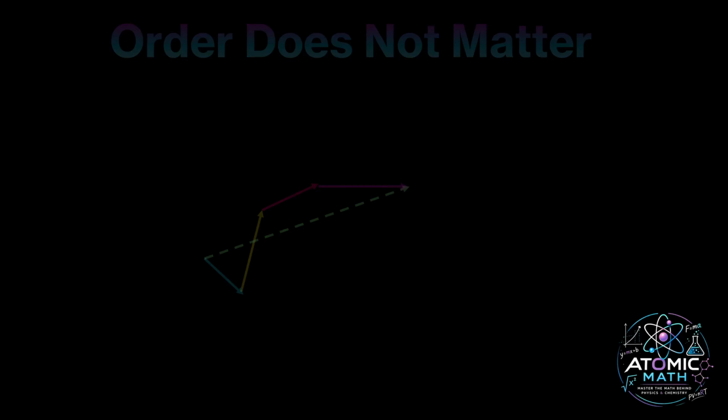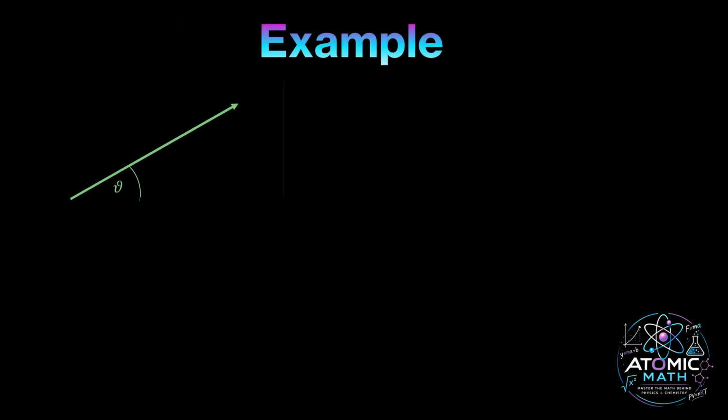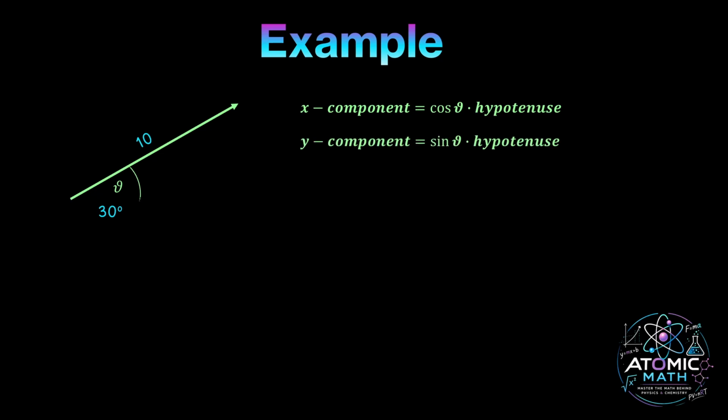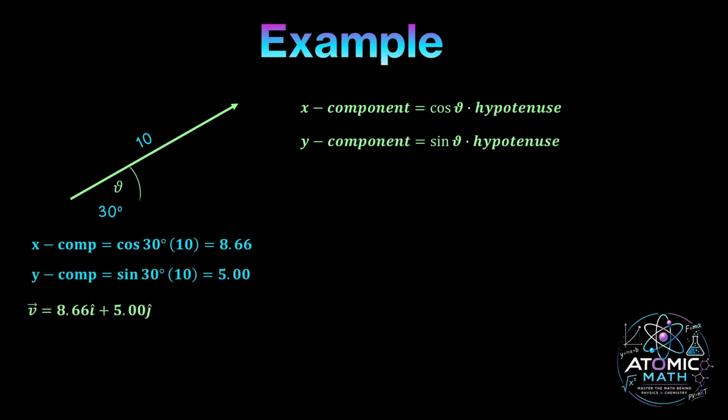Let's start by taking a look at an example. We'll start with this vector here. It has a magnitude of 10, and its theta is 30 degrees. So we know that we can use our trigonometry to find the components. Our x component is going to be cos theta times hypotenuse, and our y component will be sine theta times hypotenuse. If we plug that in, we're going to find that our x component is cos 30 times 10, which is 8.66, and our y component is sine 30 times 10, which is 5. So our vector is actually 8.66i plus 5j.